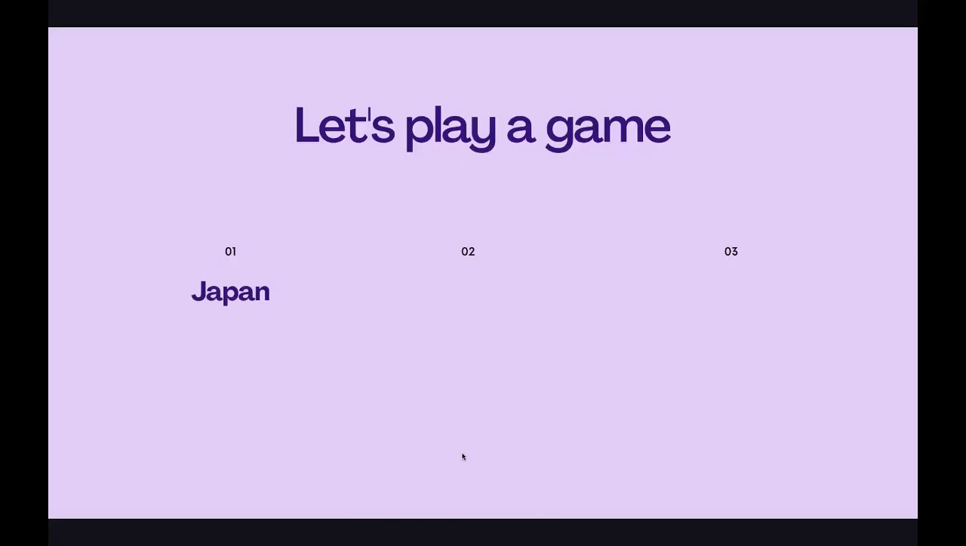What pops into your head when you hear the word Japan? If you want, you can also share some of that in the questions box. I'll be curious to hear what your thoughts are. Okay, Rebecca's saying a flag, anime, finale, very good. Cherry blossoms, another flag, sushi. All right. Thank you so much, guys.